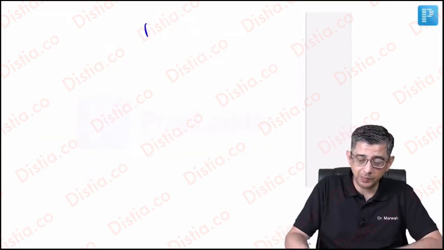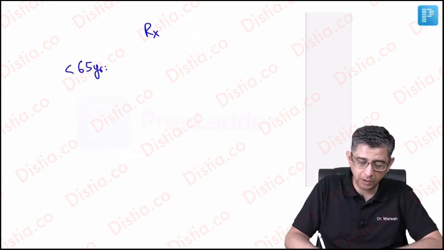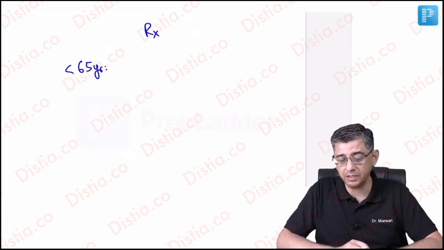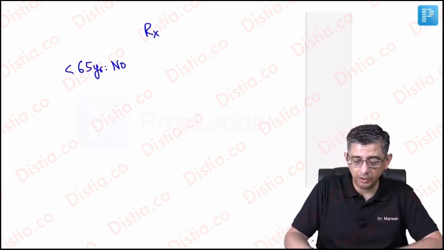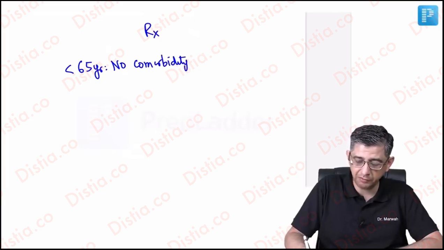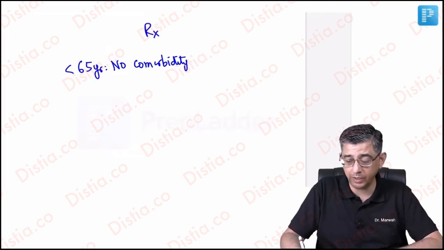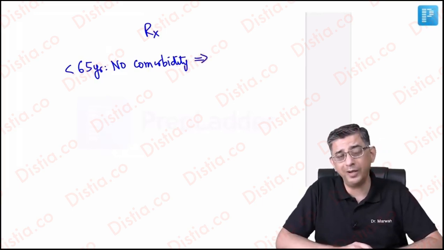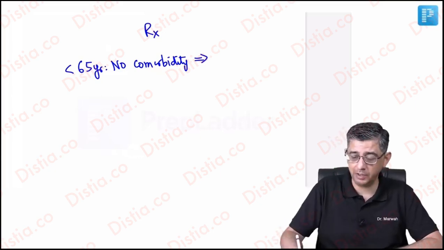Coming to the treatment of this patient, there can be 2 situations. One, in the MCQ he could mention a relatively younger patient. He is less than 65 years of age and there is no comorbidity present. Second would be a patient more than 65 with presence of comorbidity. So let's look at the difference in the chemotherapeutic drugs that you will be using for this patient.